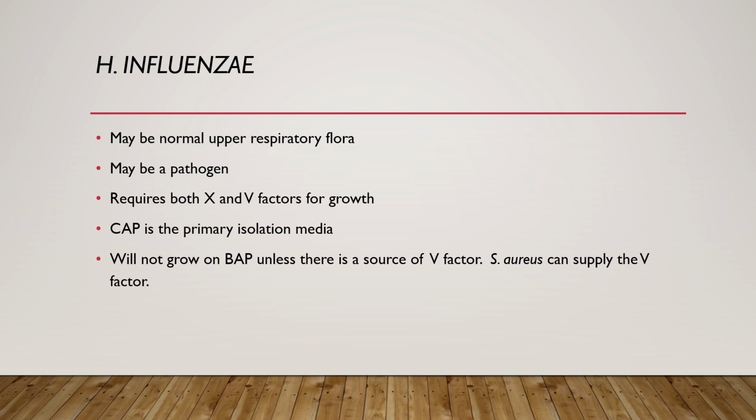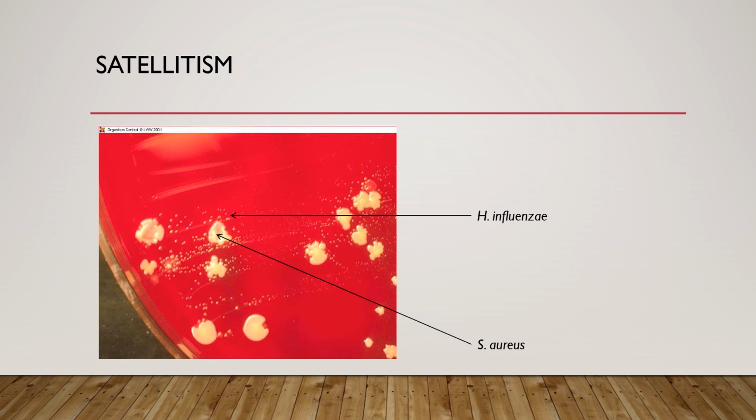So here is an example and an image of satellitism, where we have Staphylococcus aureus, which are the large yellowish colonies on the media, and they're providing the V factor. The X factor is already in the media. So colonies of Haemophilus influenzae will actually satellite around the Staphylococcus aureus, and they appear like little gray dots.